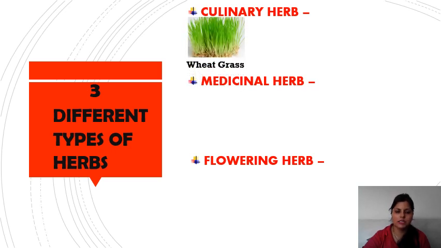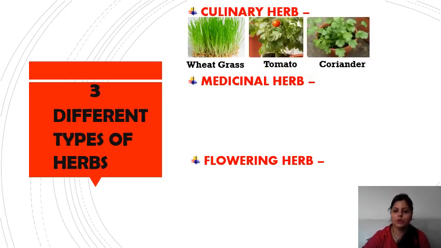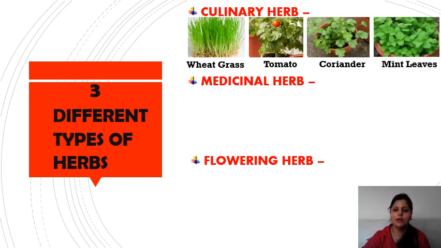See, wheatgrass. It is an edible herb. The next one is tomato, coriander and mint leaves. One more example I can add, that is spinach. You can add many more in each category, whether it is a tree or climber, creeper. When you see around you, you can categorize under which category it comes. Okay, so come back to the topic.